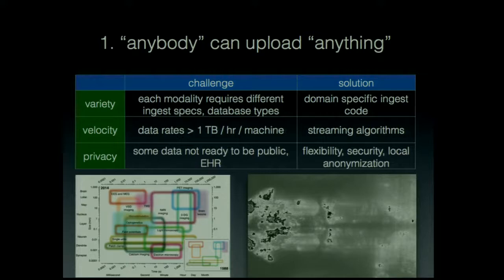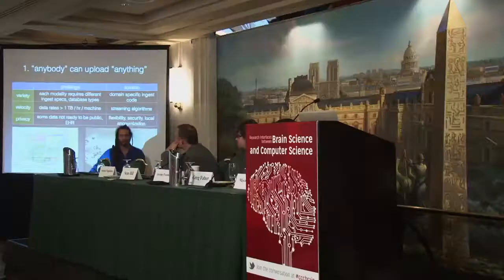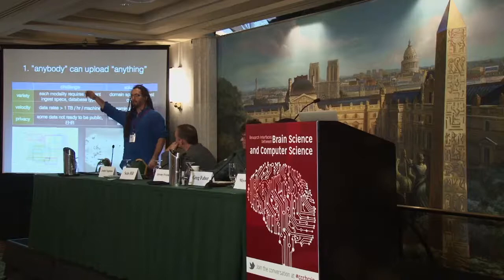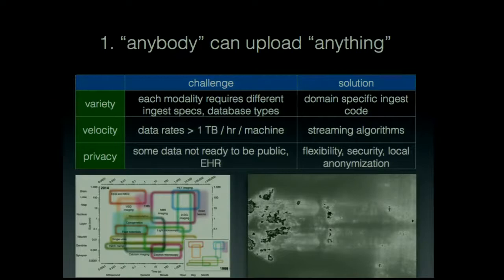This shows lots of different kinds of data at different spatiotemporal scales. This is an image of Jeremy's data that we pulled from our database. When people talk about big data, they talk about four Vs. Two of those Vs are variety and velocity. So we have this problem of variety, there are many different types of data. And velocity, some of the data rates can exceed a terabyte per hour per machine. So if you have a lab with five machines running 24 hours a day, you're getting hundreds of terabytes a day. And we need to have streaming algorithms.